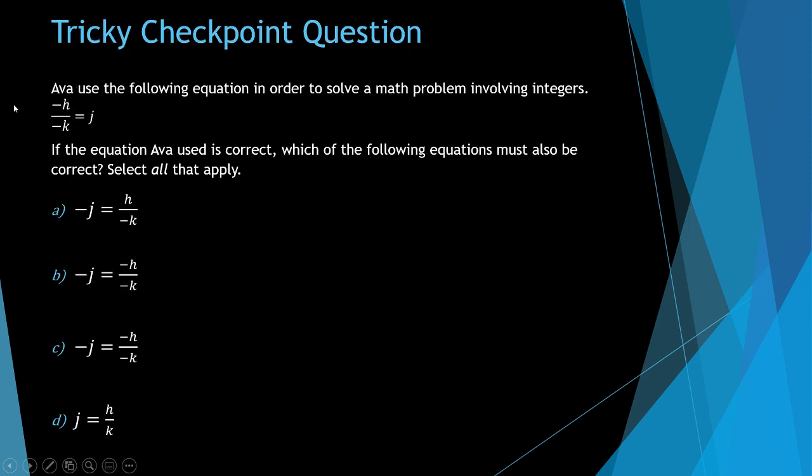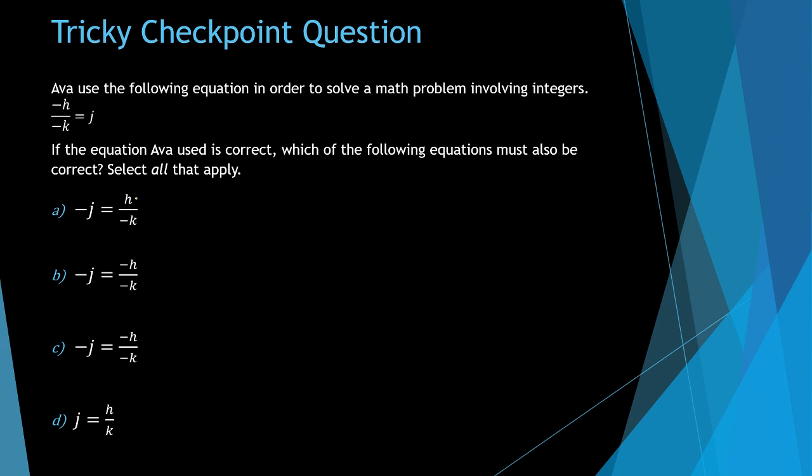Alright, and then the last thing I wanted to go over is a somewhat tricky checkpoint question. It's saying that Ava used the following equation in order to solve a math problem involving integers, which are positive and negative numbers. And it says that negative h over negative k equals j. So h is negative and k is negative. If the equation Ava used is correct, which of the following equations must also be correct? Select all that apply.